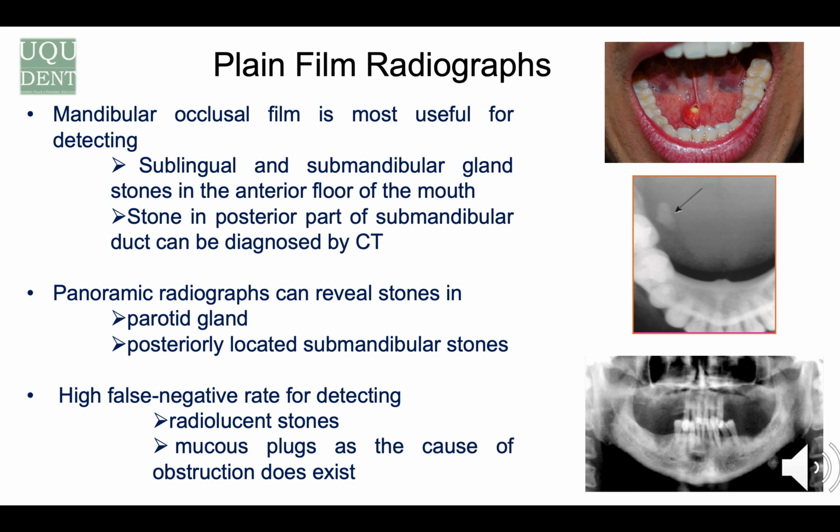Plain film radiographs give a high false negative rate for detecting radiolucent stones or mucus plugs, which appear radiolucent in the radiograph.